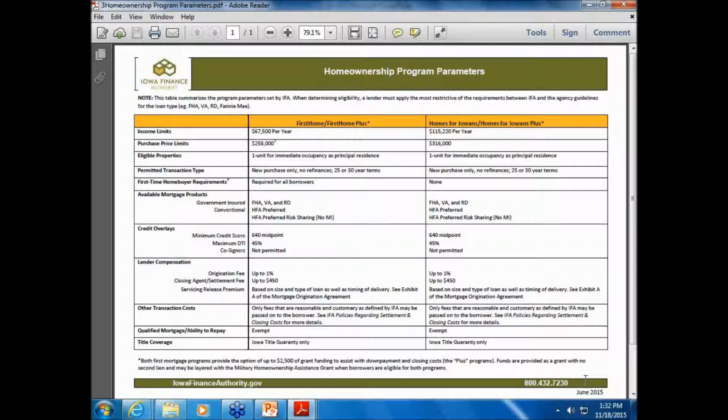And then just to point it out, we also are exempt from the QM and ability to repay requirements. Our mortgages are all exempt. And the final point that we like to make sure is clear at the outset to everyone is that we do require the use of Iowa title guarantee and not other forms of private title insurance. So I think that's about it for the criteria. So we'll bounce back to the training slide.